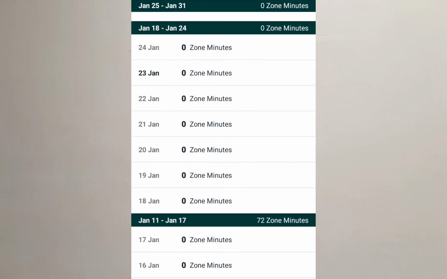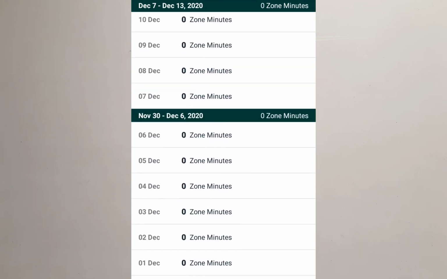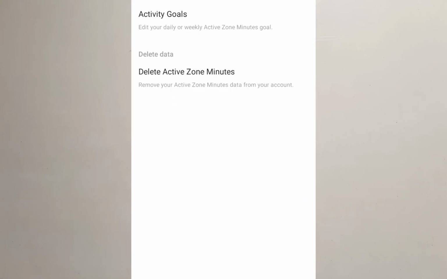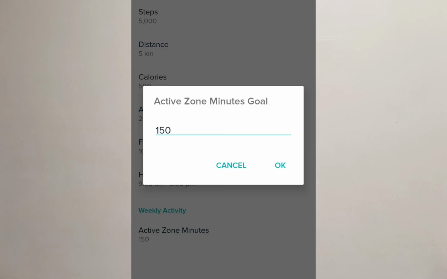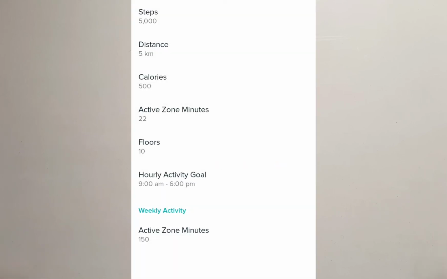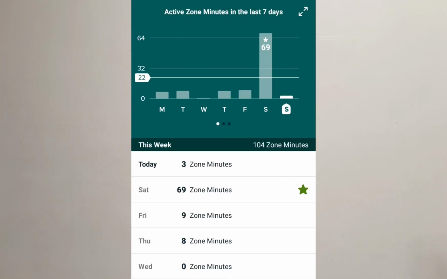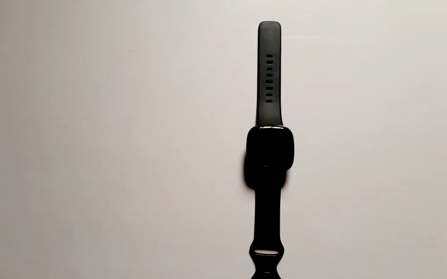So as you can see, with this particular feature, it is a lot easier for you to track your progress towards staying fit. You can also change your active zone minutes goal for the day, and you have other figures there, like your steps and the floors. You can set these goals by tapping on the settings icon at the top of the app. That way, you can gauge how you progress as far as managing your fitness goals with the Fitbit smartwatch is concerned.